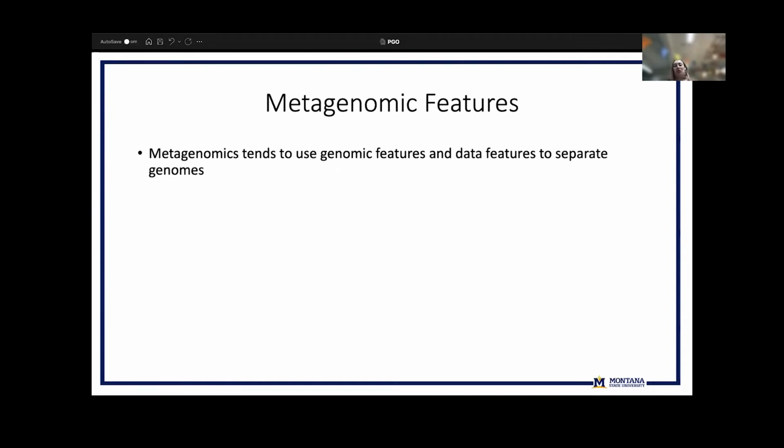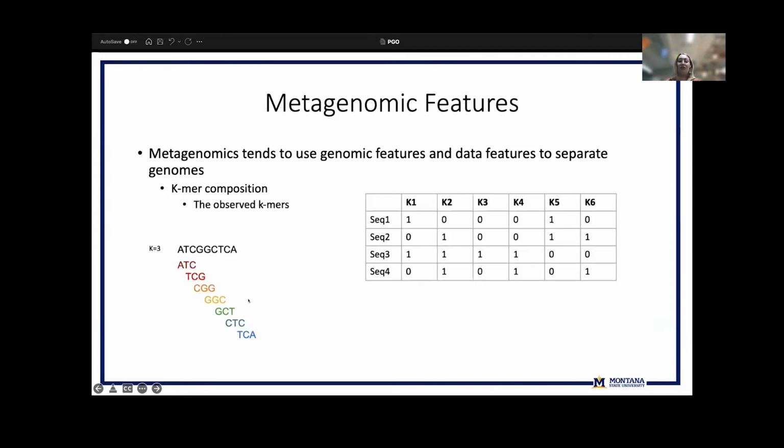So what do they use to separate these genomes? Metagenomics tends to use a combination of genomic features and data features to separate the genomes in their data set. One example is k-mer composition, which is the observed k-mers. Just briefly, a k-mer is just a string of length k. For example, here we have a piece of DNA, and I've extracted all of the k-mers of length 3 from it. If we did that for every sequence, we can build a table like this, where it's binary: 1 indicates the presence of the k-mer and 0 indicates the absence.